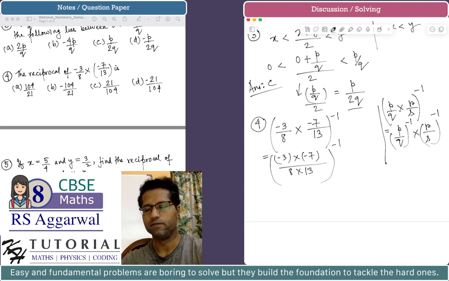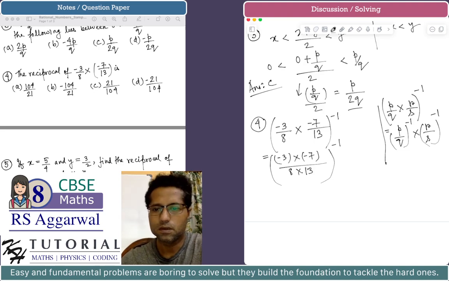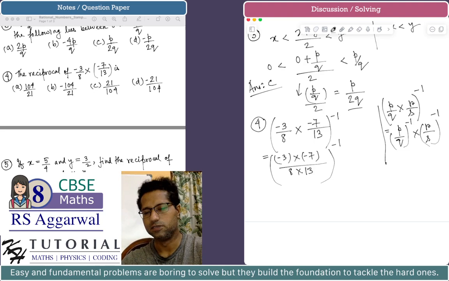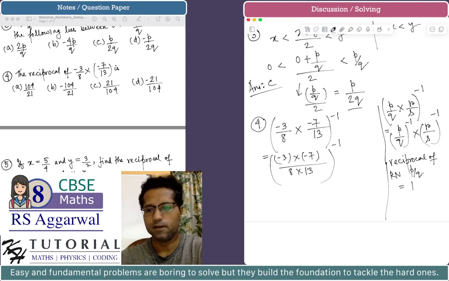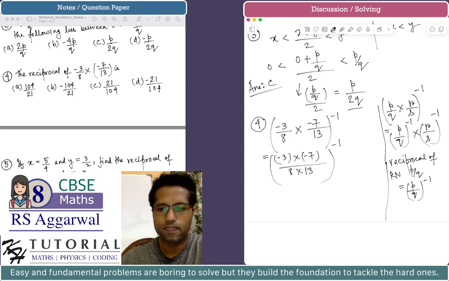Reciprocal and multiplicative inverse are the same, and the reciprocal or multiplicative inverse is denoted by the power minus 1. That is, the reciprocal of a rational number P by Q is denoted by (P by Q) to the power minus 1.